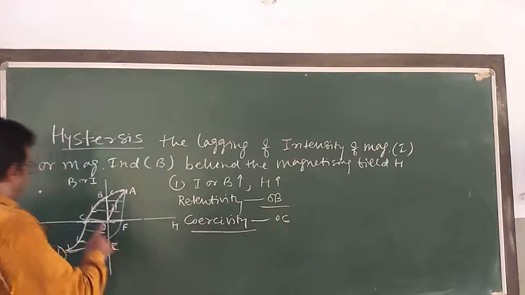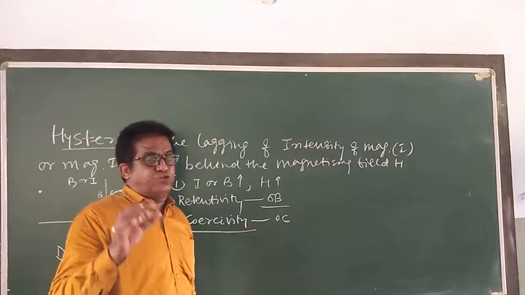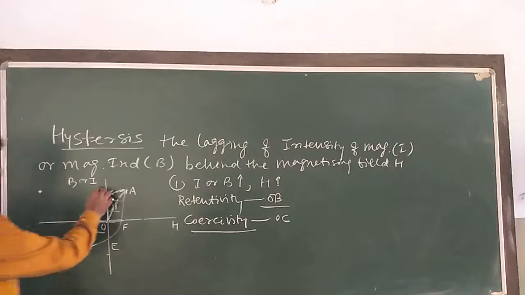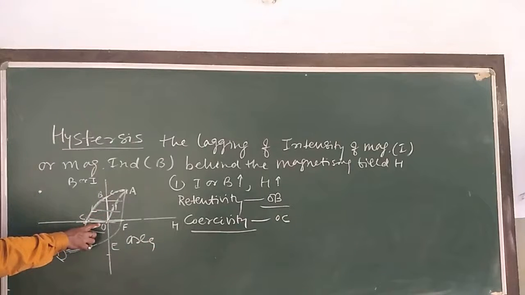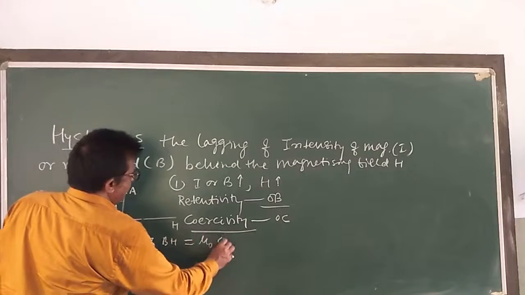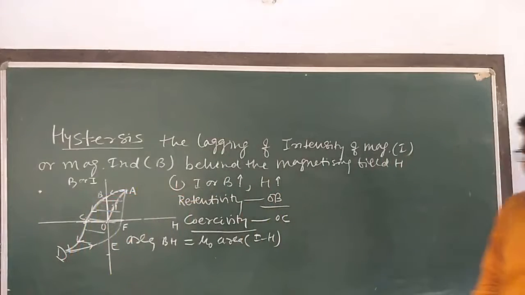Is it clear? So remember it, and it depends on the nature of the material, whether your material is ferromagnetic, paramagnetic, or any other. In the SI system, the area of the BH loop is equal to mu naught times the area of the IH loop. Write down and draw the diagram.